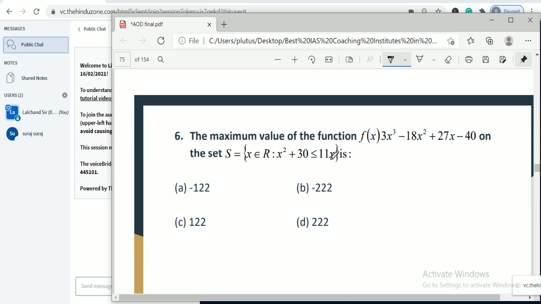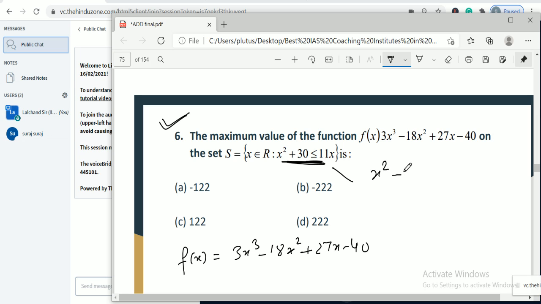Try to solve this question. Maximum and minimum value of a function. Our f(x) is 3x cubed minus 18x squared plus 27x minus 40. Can you simplify this interval? This is x squared minus 11x plus 30 less than or equal to 0. If we do middle splitting here, this will be x squared minus 6x minus 5x plus 30 less than or equal to 0. Here we have (x minus 6)(x minus 5) less than or equal to 0.